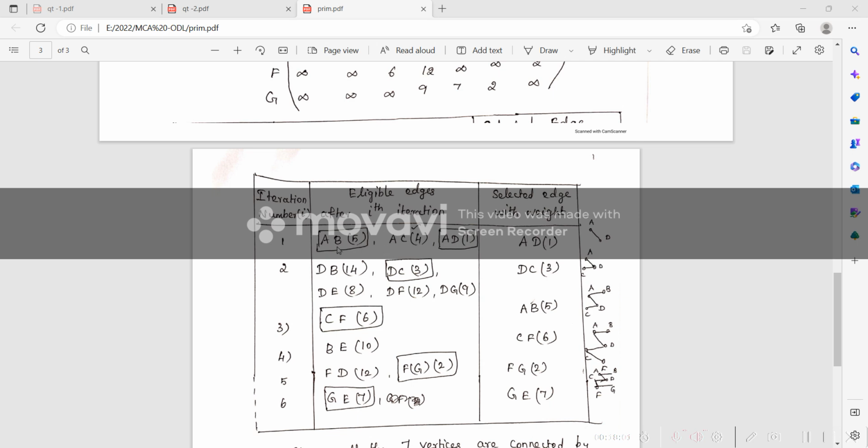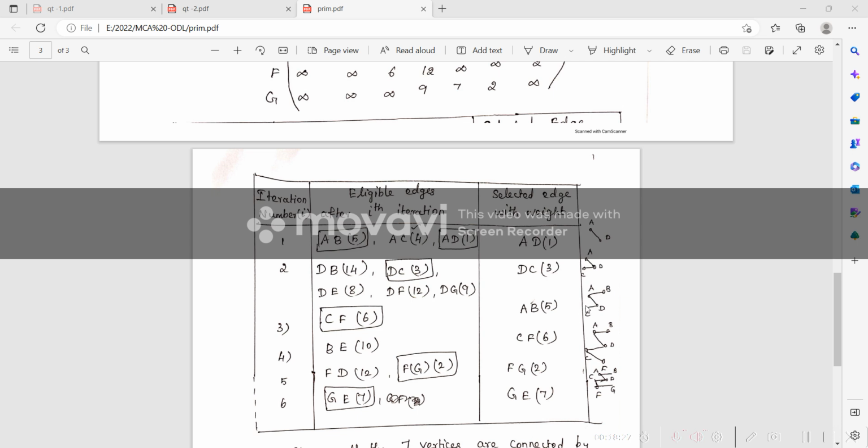So we are moving to the next least one. So the next least one is 5, isn't it? So we are taking this least weight edge, namely AB. Okay, that is, already we have AD and CD. Now we are having AB. So from A we are taking this B. So AB edge is selected.